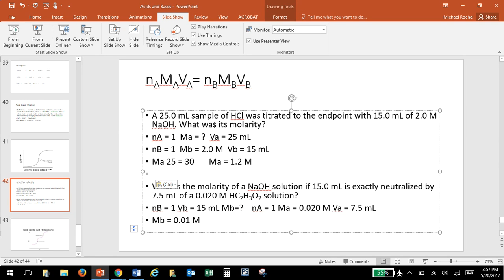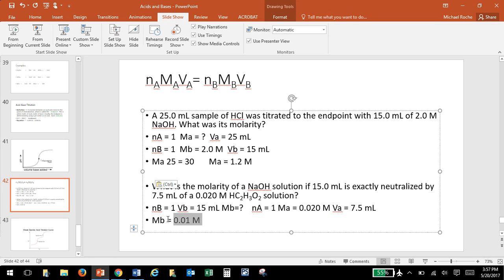And then we have the Nb. So the Nb is for NaOH. Every mole of NaOH has 1 OH, so the Nb is 1. The molarity of the base is 2.0 molar. NaOH is 2.0 molar. And the volume of the base is 15 mL. So that's how we get that. Now we plug all that into the equation NaMaVa. So 1 times question mark times 25 equals 1 times 2 times 15. So we get whatever the Ma is times 25 equals 30. And so when we divide both sides by 25, we get Ma equals 1.2 molar.